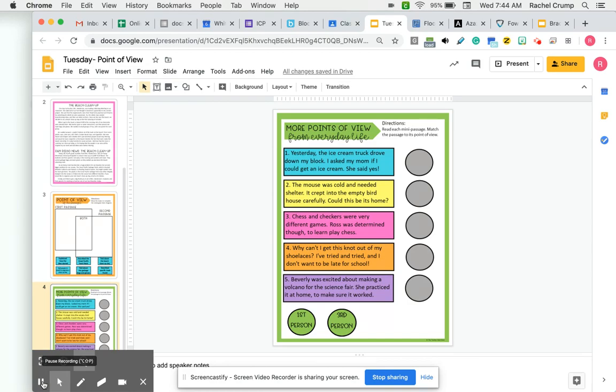Number 4. Why can't I get this knot out of my shoelaces? I've tried and tried, and I don't want to be late for school. First person or third person? And number 5. Beverly was excited about making a volcano for the science fair. She practiced it at home to make sure it worked. First person or third person?